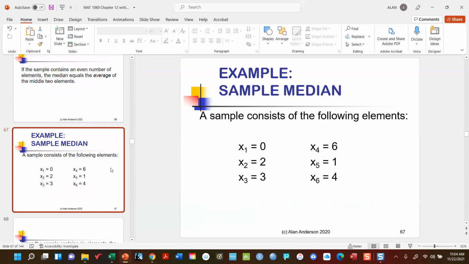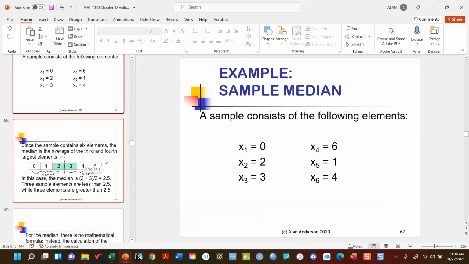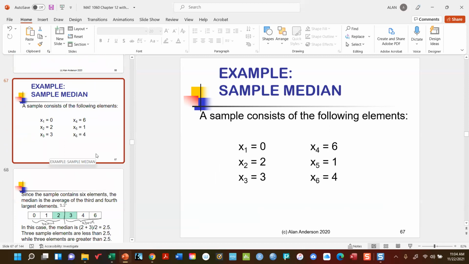But now what about this case? This is a different sample. We have 6 elements. 6 is clearly an even number. And here's what's going to happen now. When we sort them out, the sorted elements are going to be 0, 1, 2, 3, 4, and 6. So now the question is, where's the center? Which element is in the middle?